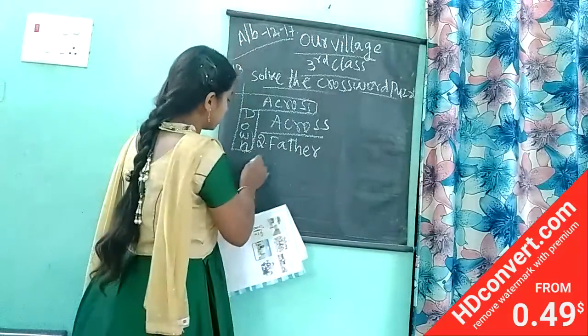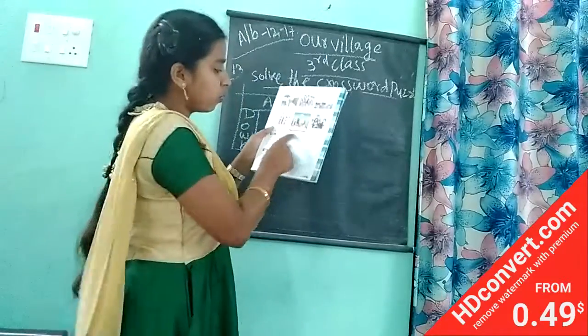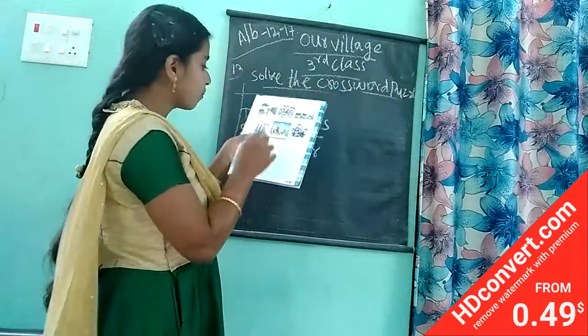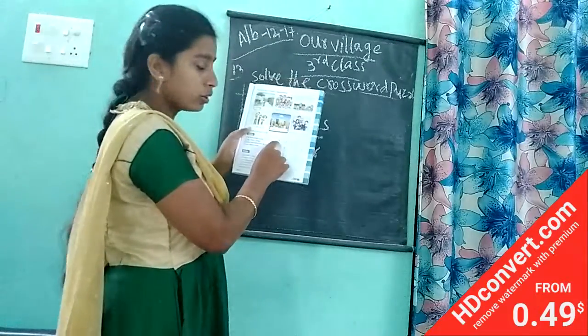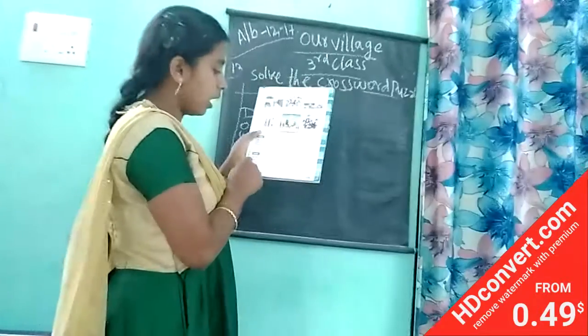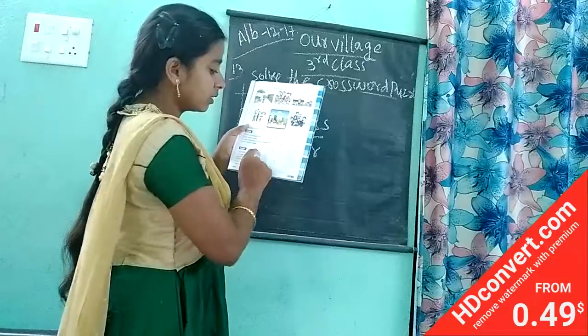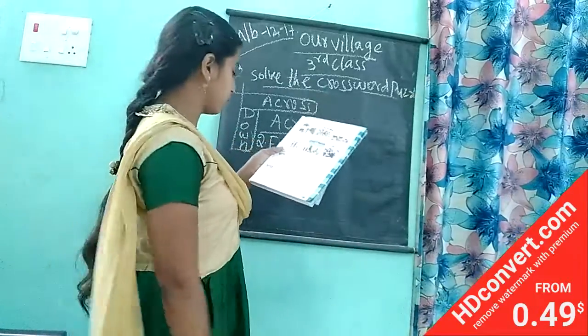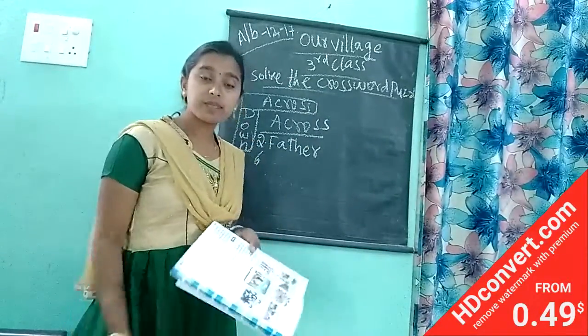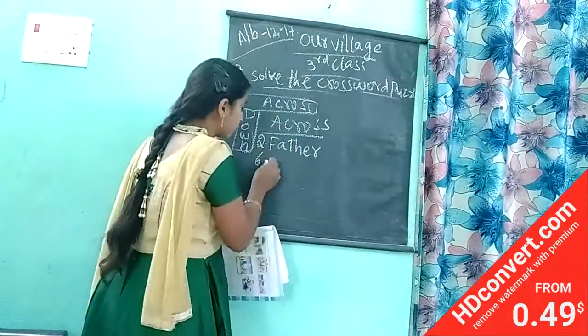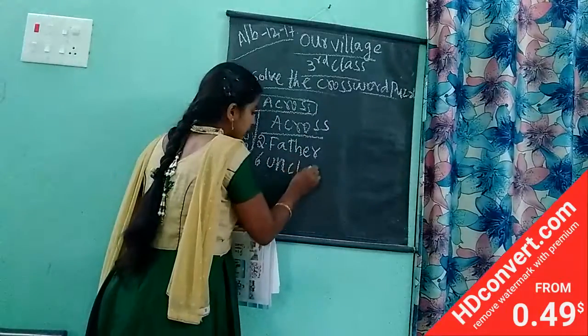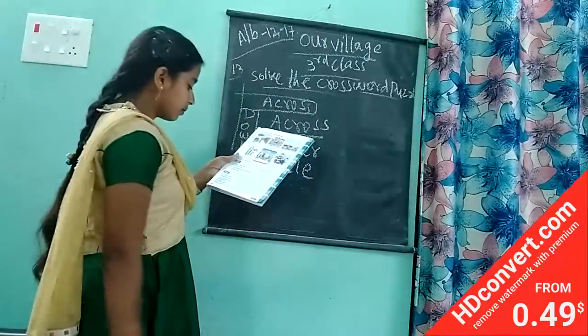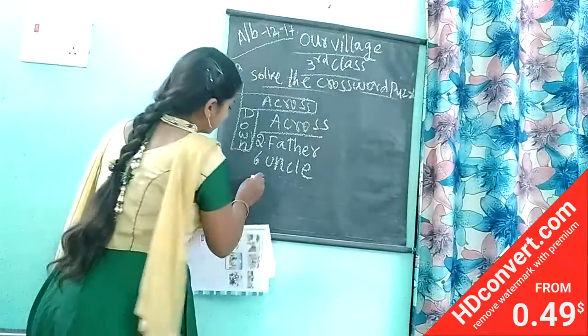And the sixth one. In these boxes, where is the number 2? Here, the number 2. So write the spelling of father. And next, sixth: across you have to write your father's brother. What do we call them? We call them an uncle, yes or no? U-N-C-L-E. Uncle.